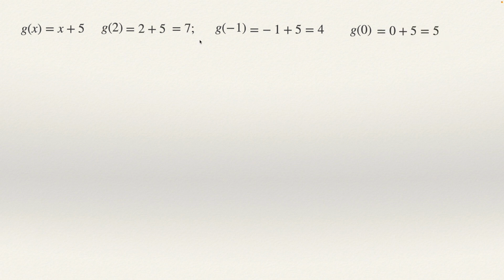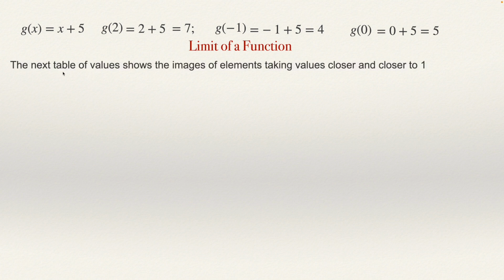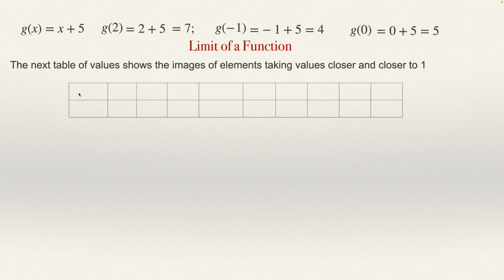And if we are speaking about functions like this g, where the domain and codomain are subsets of the real numbers, there is another concept, the concept of the limit of a function, that is related to functions of real numbers. The next table will show the image of elements taking values closer and closer to 1. So we're going to see what happens if x takes values closer and closer to 1. And we are going to see this in the table.